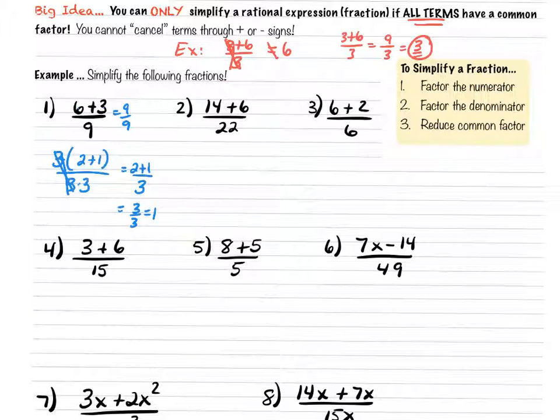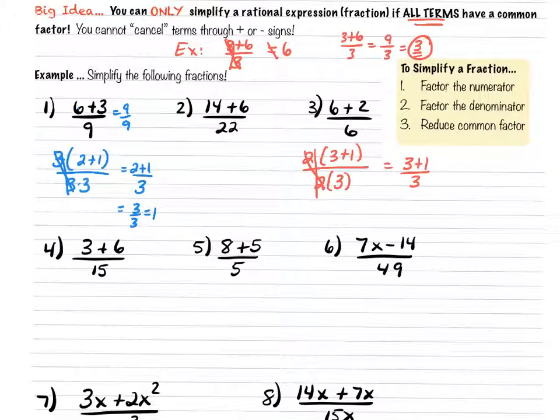Let's do number 3. If I look at the top, the GCF on top is a 2. So I'd be left with 3 plus 1. And on the bottom, I could factor out a 2 from the number 6 and write it as 2 times 3. So I could cancel out the common factors of 2, and I could reduce that to be 3 plus 1 over 3.